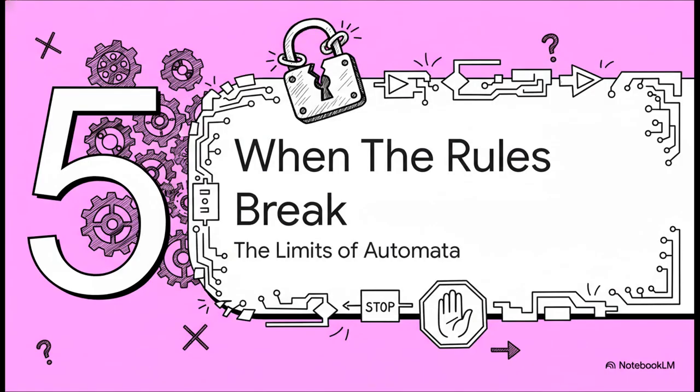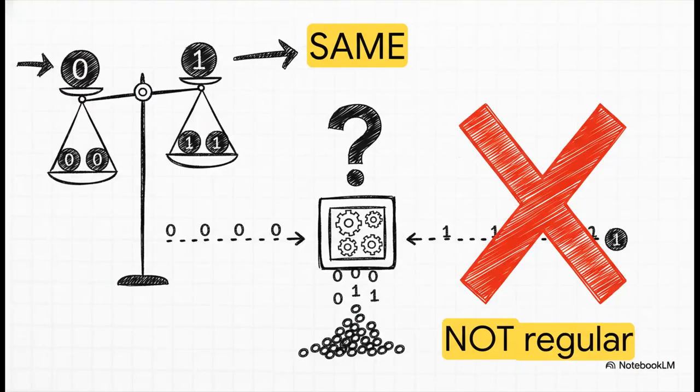But these simple, elegant machines, they can't do everything. They have a fundamental limit, a boundary of what they can compute. And knowing what they can't do is just as important as knowing what they can. So take a look at this language. It's any number of zeros followed by the exact same number of ones. So 01 is good, 0011 is good, but 001 is bad. Seems pretty simple, right? Well, a finite automaton cannot recognize this language.